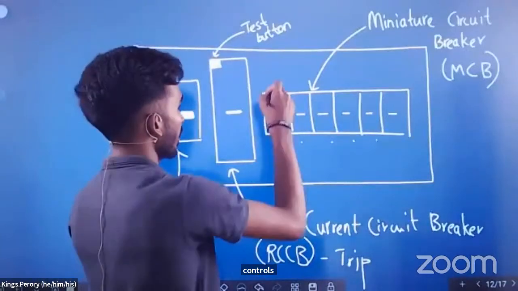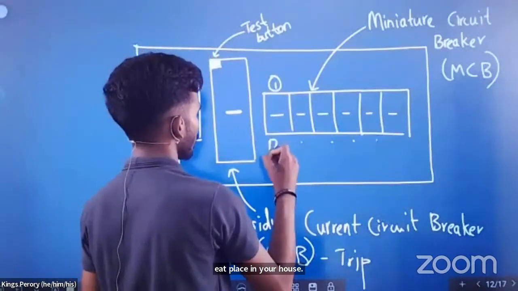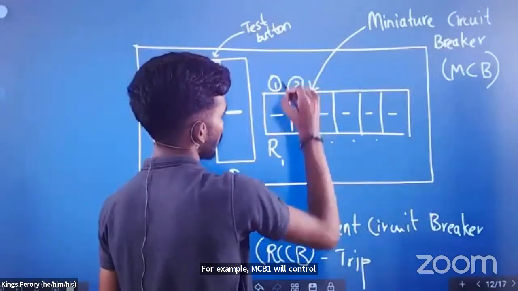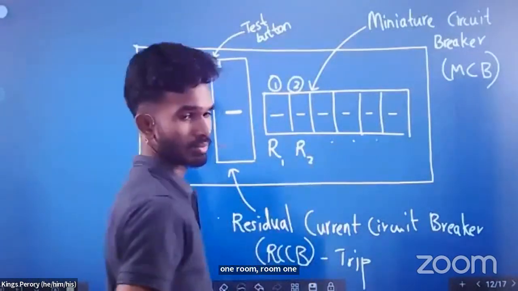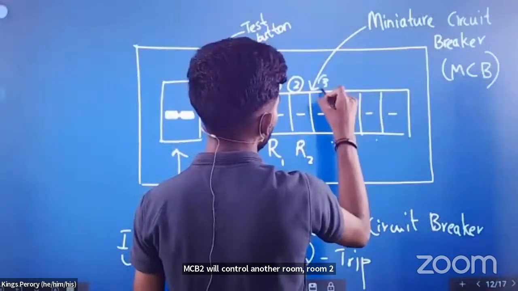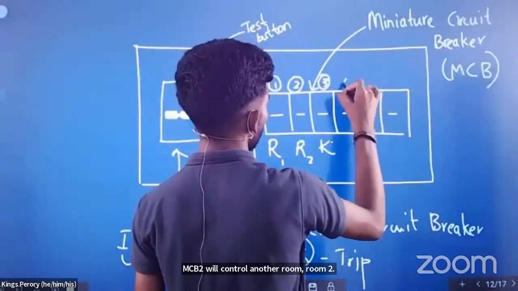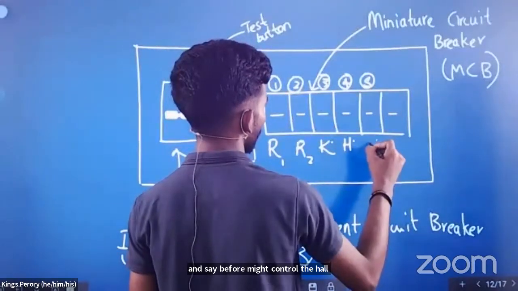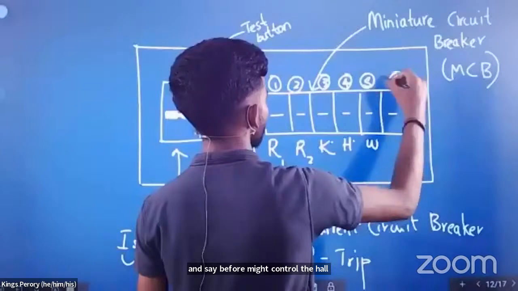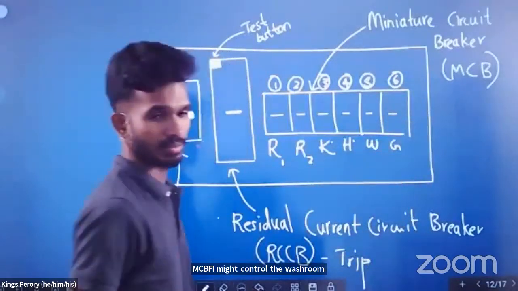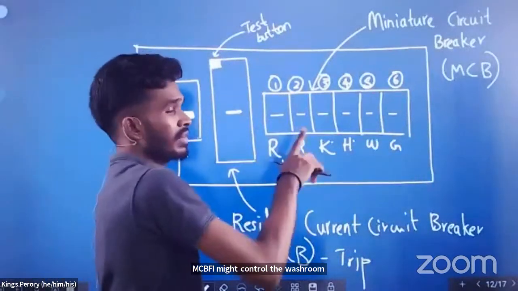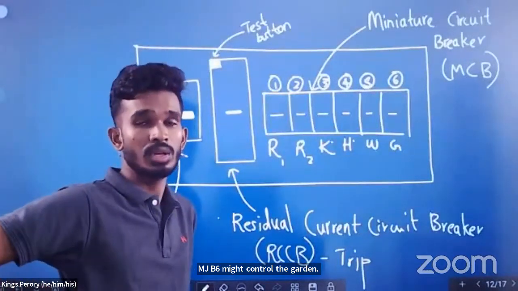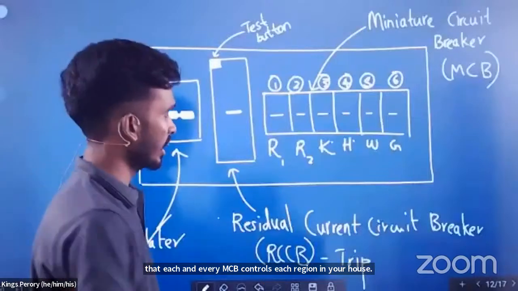For example, MCB1 will control one room, room 1. MCB2 will control another room, room 2. MCB3 might control the kitchen. MCB4 might control the hall. MCB5 might control the washroom. MCB6 might control the garden. Like that, each and every MCB controls each region in your house. How does it control? Now let's take room 1.